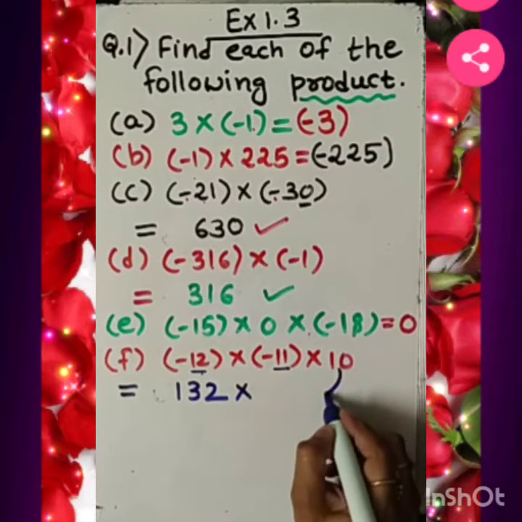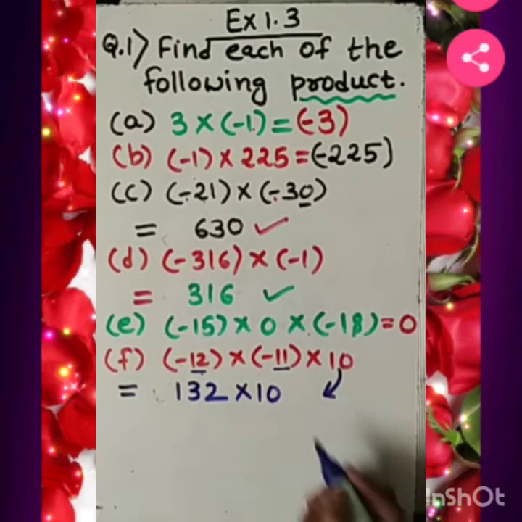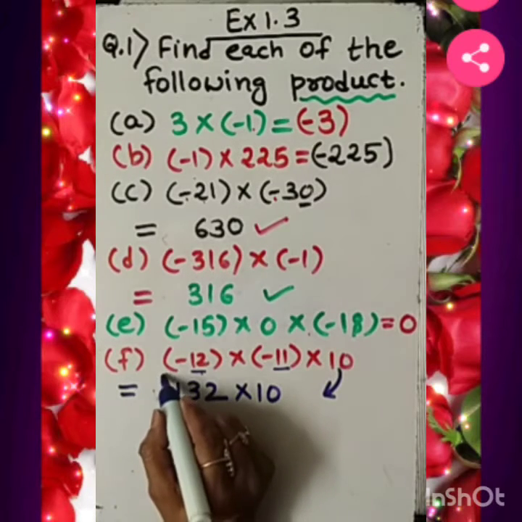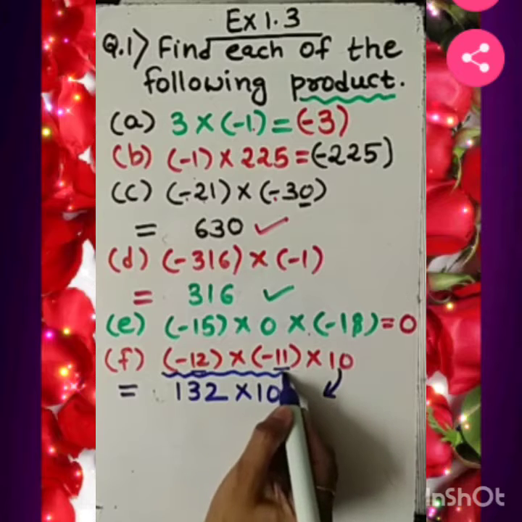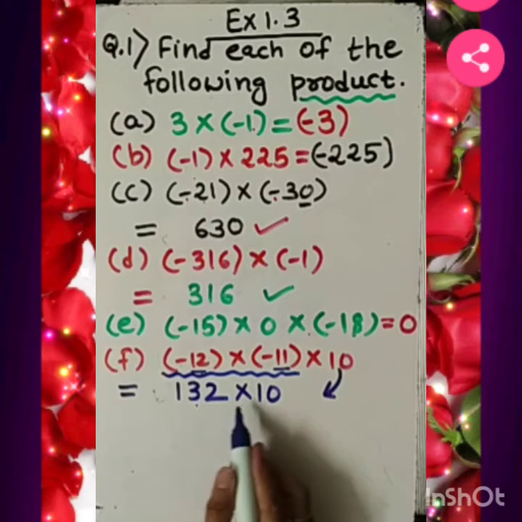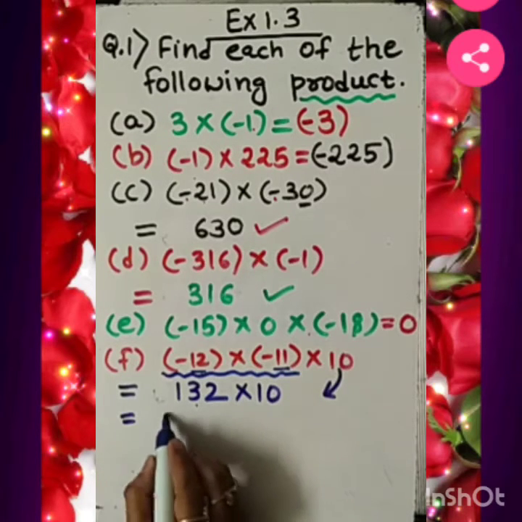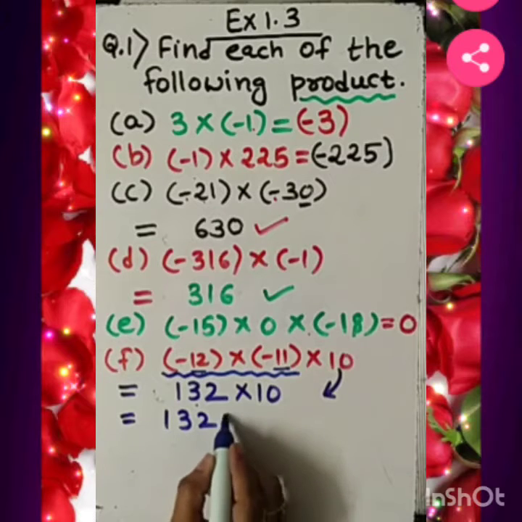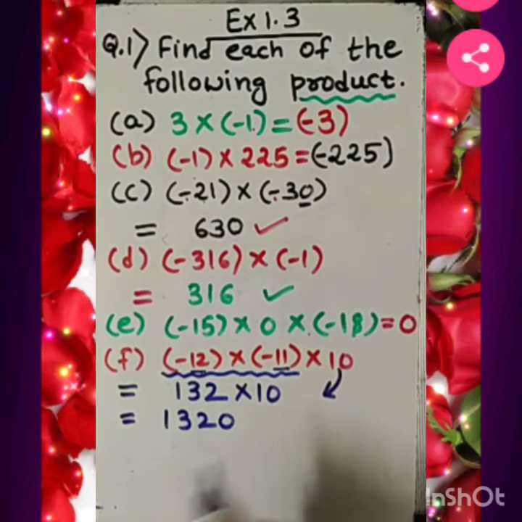Now work out upon this 10. It will be multiplied with this because first we multiplied these two numbers. So 132 into 10 gives the result 1320. This is the answer.